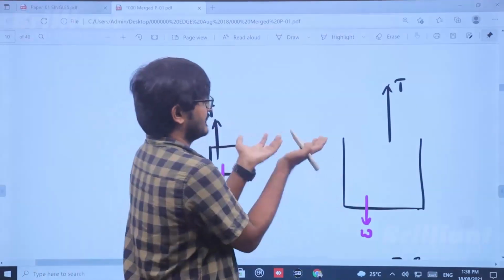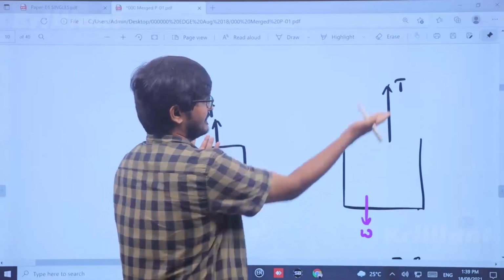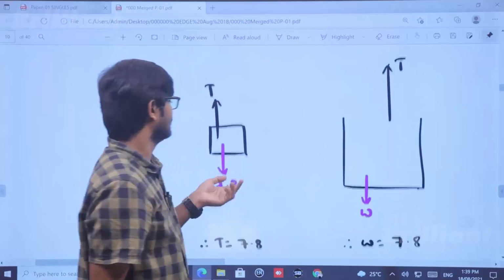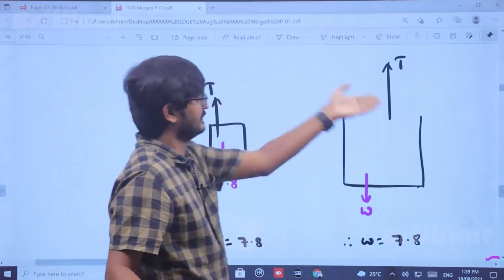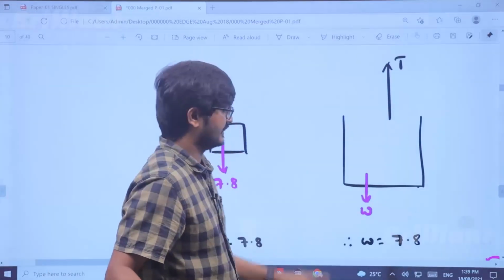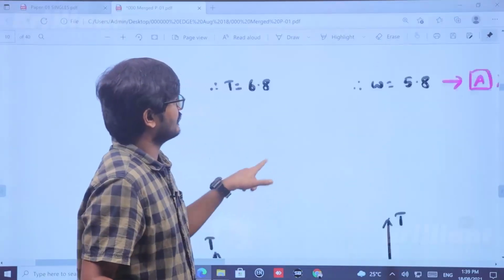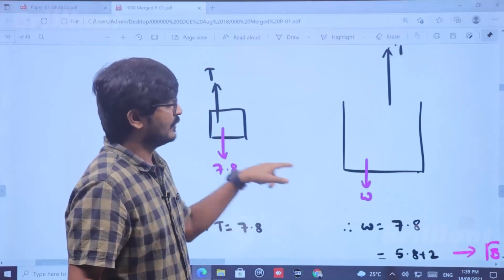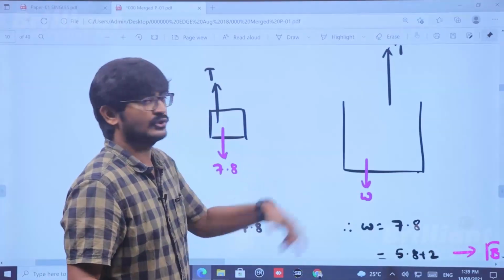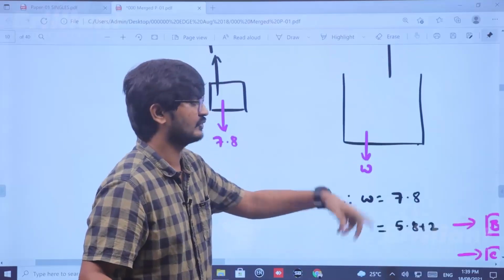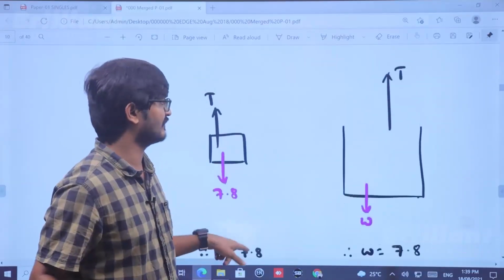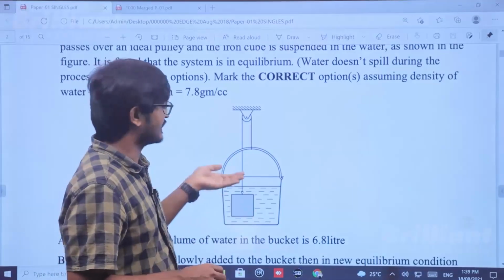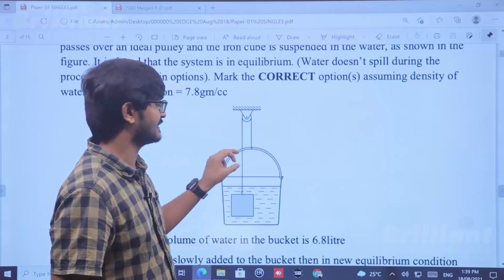When they are independent of each other, not touching each other, this tension must be balancing this weight. From here you can say it must be 7.8. So if this is 7.8, this has to be 7.8, right? But what we got earlier was 5.8 liters of water. So until we pour 2 liters extra, what will happen? This cube will start coming up, and it will be partially submerged and partially outside.